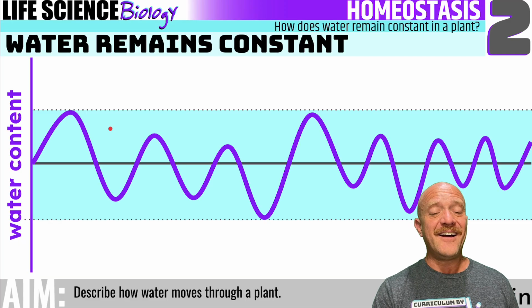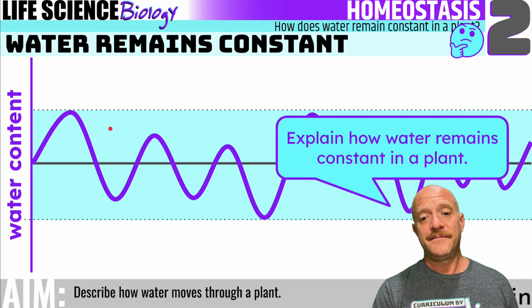Now, the water is remaining constant in a plant. How is the water remaining constant in a plant? Explain that in your notes, please.